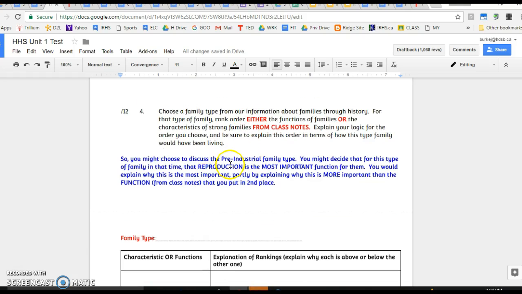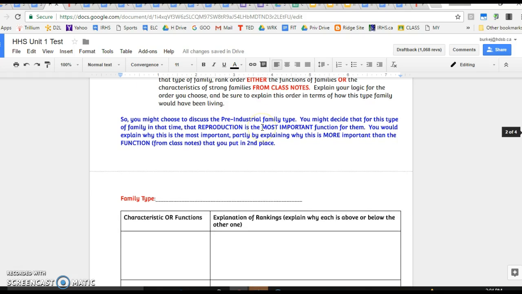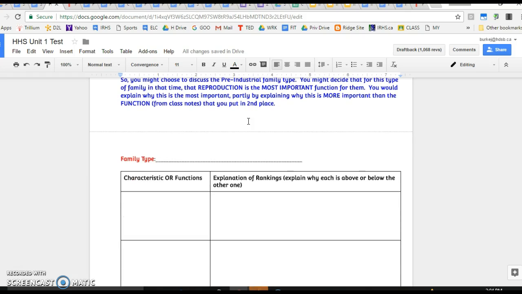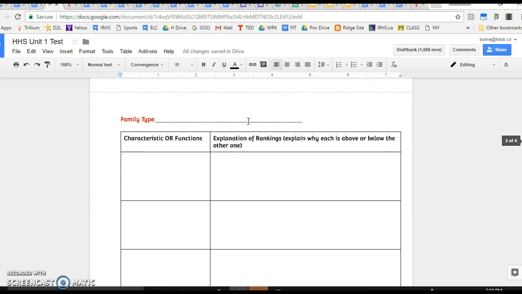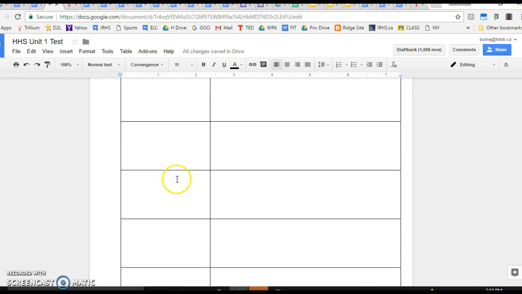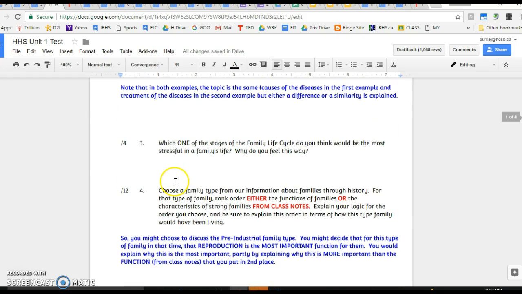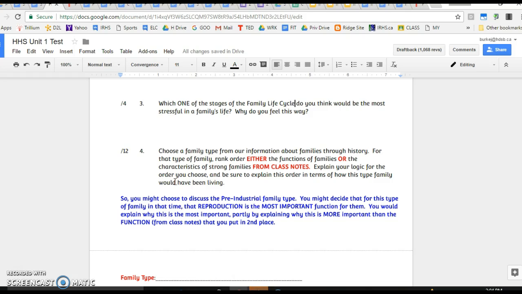For this one, you're going to choose either the family functions or the characteristics of strong families. Those are two separate notes, so choose one or the other. Then you're going to go back to those notes about the different types of families through history, like pre-industrial families, agricultural families. You're going to imagine that a family is living in that time or place, and you're going to put either those functions or those characteristics in order from most important to least important.